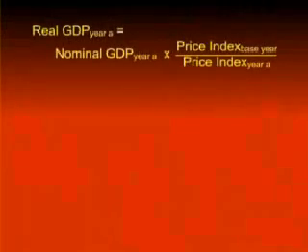Now the key formula to note here is shown in this equation. That is, the real GDP in year A, which could be any year, is equal to the nominal GDP in year A multiplied by the price index in the base year divided by the price index in year A. Now the base year is simply the year with which you want to compare the real GDP. So if the base year is year B, then the numerator in this case would be the price index of year B. Let's look at an example.